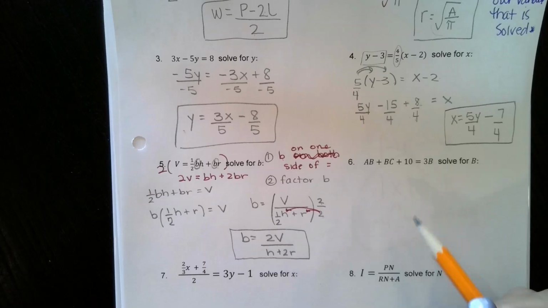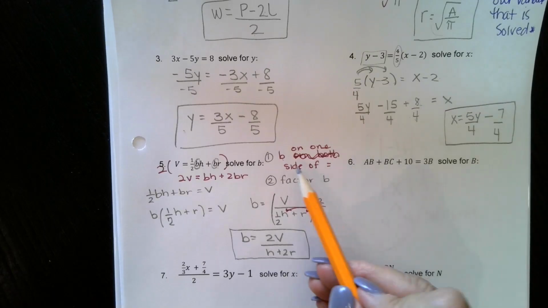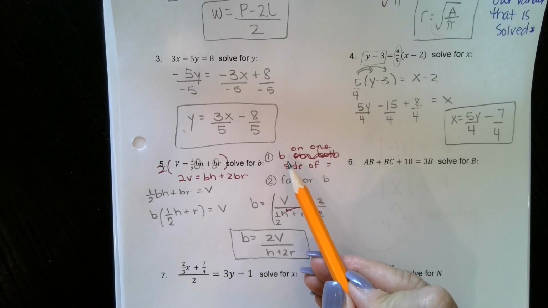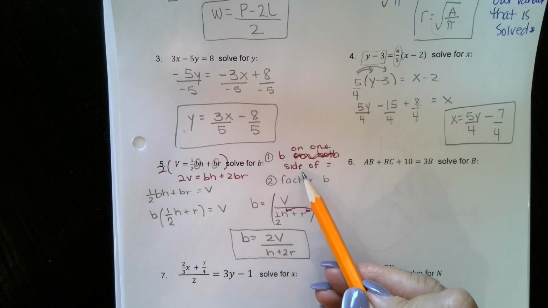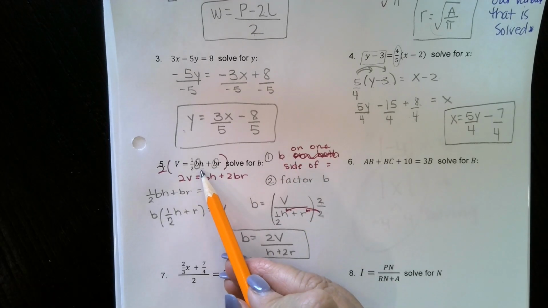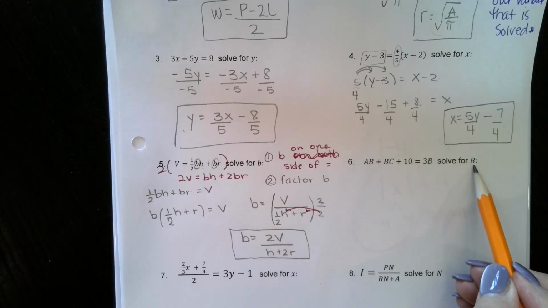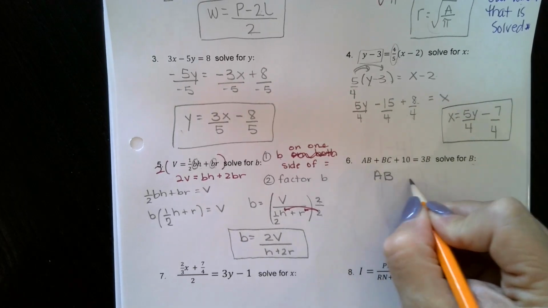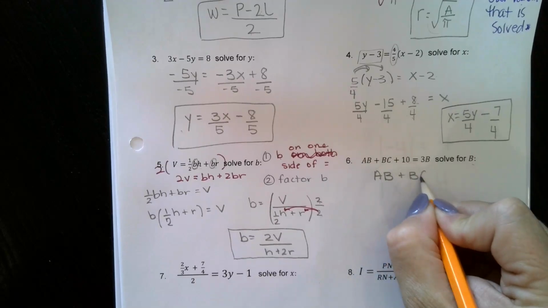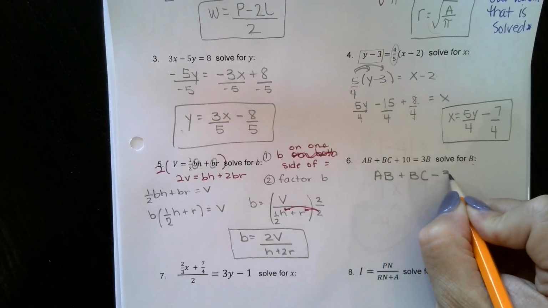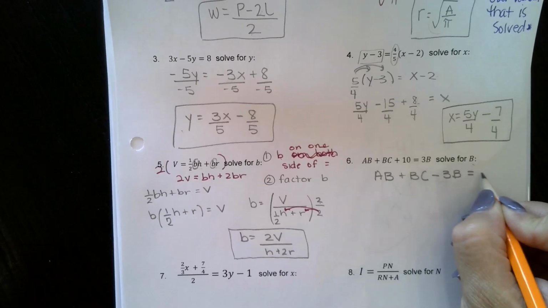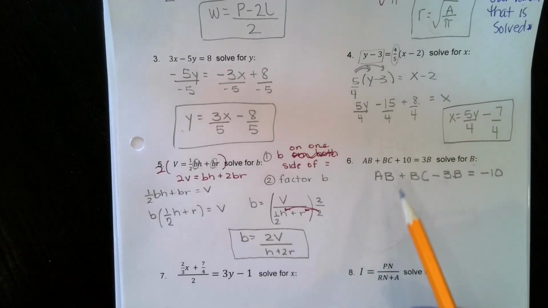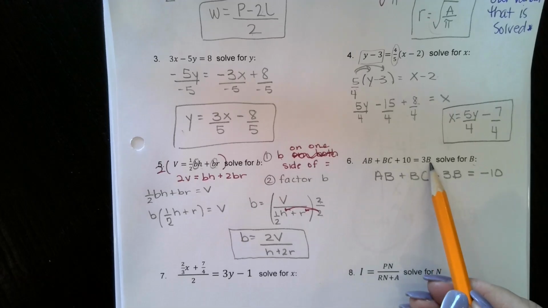Okay, number 6. On number 6, if we go back over here to our directions, we want b on one side of the equal sign. Well, we said b because we were solving for b. We're still solving for b on this one, but we're solving for uppercase. So I'm going to move everything around. I'm going to have ab plus bc minus 3b equals negative 10. So I move this 10 to the other side because I don't want it over there.